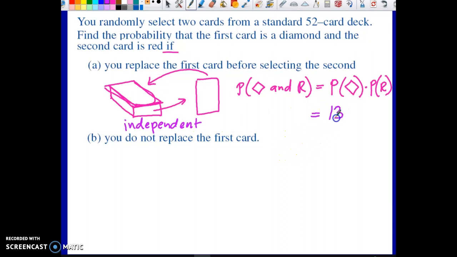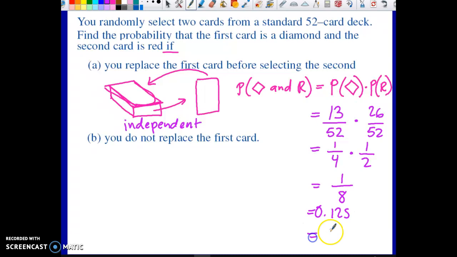What's the odds of getting a diamond in the first place? There are 13 in every suit, so 13 out of 52. I like to use 1 out of 4 better than 13 out of 52, though, especially since I'm going to be multiplying. What's the probability of getting a red? Well, exactly half the deck is red. And we're assuming we haven't taken any cards out. So there's still 52 cards in the deck, and half of that would be 26. But again, I like to simplify the fractions before I multiply, because then it's easier to understand. 1 out of 8, that's 0.125, which ends up being 12.5% chance that you get a diamond and then get a red card.